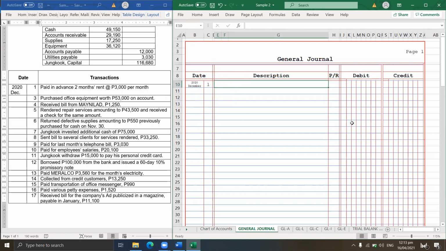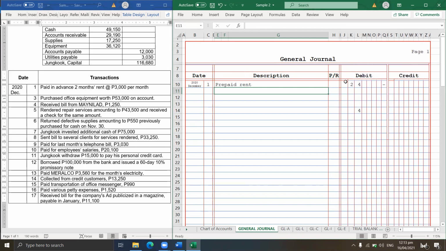Okay, so what we said earlier, because we paid rent in advance, we will be debiting prepaid rent. So debit prepaid rent. Do not forget, we won't put anything in the PR yet because it has not been posted. So how much is the value? 6,000, right? So that's 6,000.